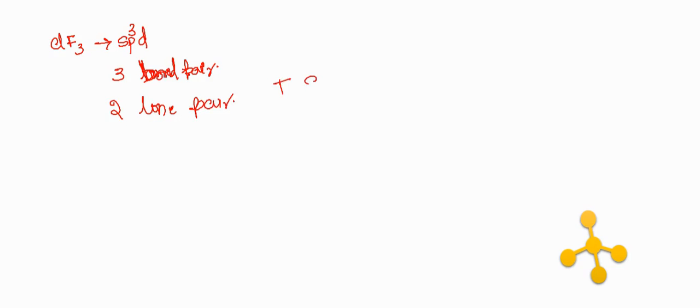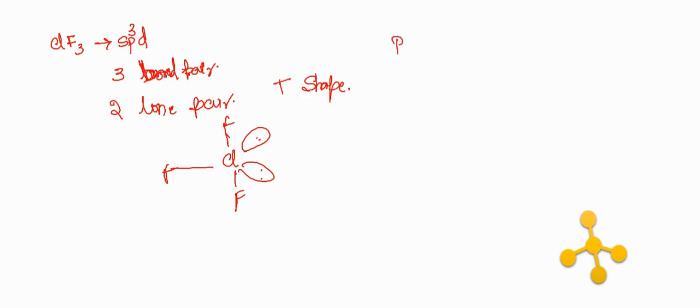ClF3. Here the hybridization is sp3d, and there will be three bond pairs and two lone pairs. So it is a T shape, like Cl, F over here, one more F here, one more F here, and here is a lone pair of electrons.